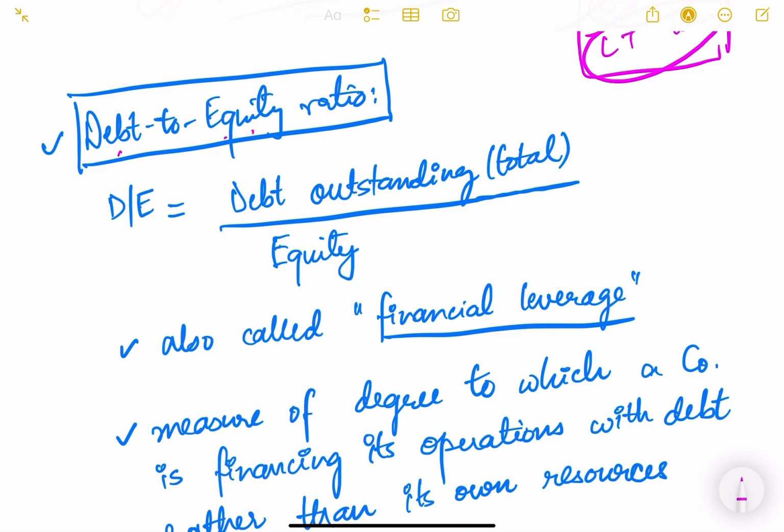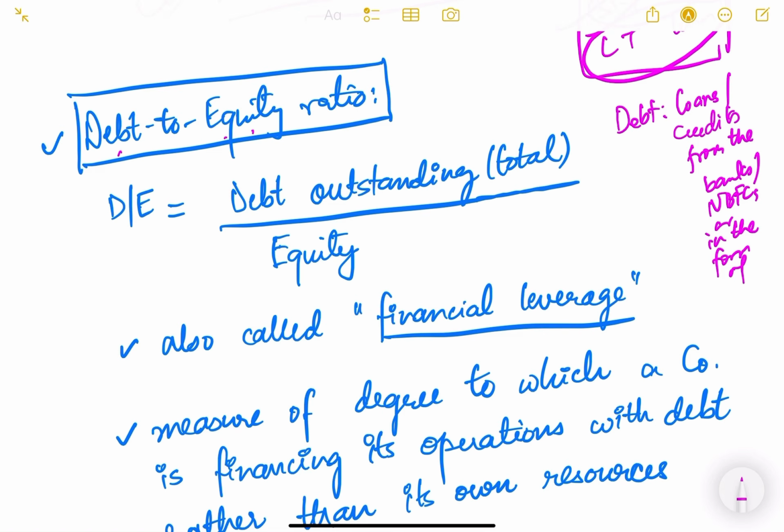Okay, debt to equity. We already know debt means what? Debt means it is basically loans, right, or credits taken from the banks, NBFCs, or in the form of bonds. Correct. So they are known as debt instruments. Any loan, any financial mobilization in the form of a loan from a bank or an NBFC or bonds, okay, by issuing of bonds. These all are known as debt instruments. This we have already seen in the previous videos, right?